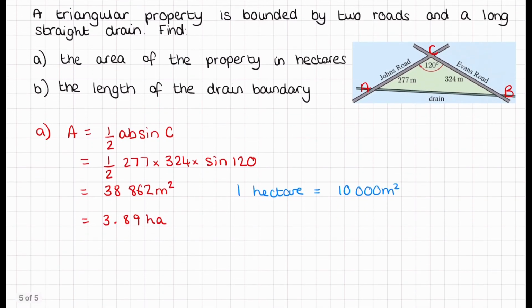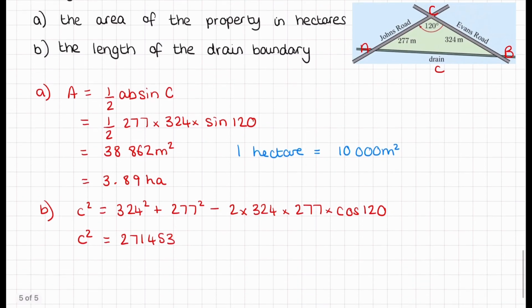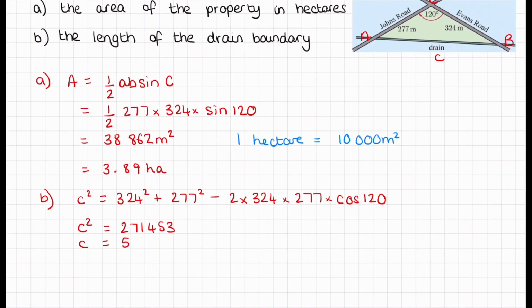Now I want the length of the drain boundary. We look at it to find side C. Do we know 2 sides and the included angle? Yes, we do, which means it must be the cosine rule. So it'd be C squared equals A squared plus B squared minus 2 times A times B times cos of the angle. Put that in your calculator and you'll find that C squared equals 271,453. Then square root that to find what C is, and C would be 521 meters.